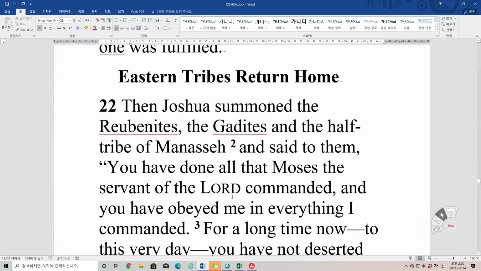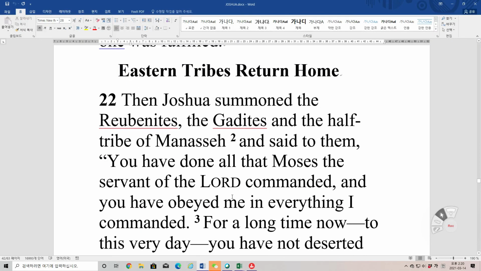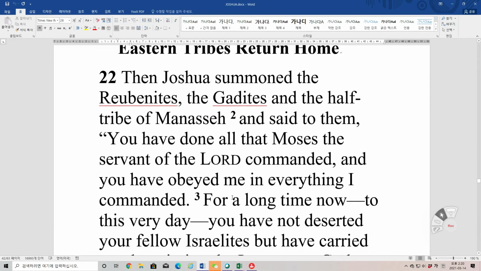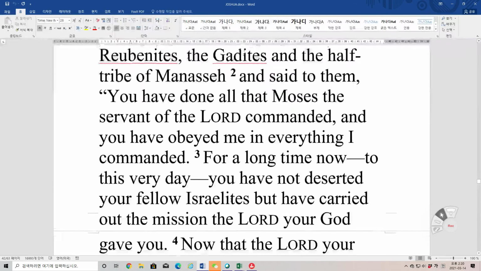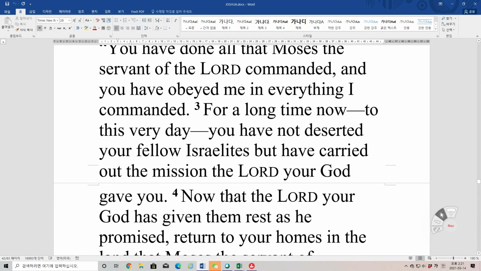Chapter 22. Eastern tribes return home. Then Joshua summoned the Reubenites, the Gadites, and the half-tribe of Manasseh, and said to them, "You have done all that Moses, the servant of the Lord, commanded, and you have obeyed me in everything I commanded. For a long time now, to this very day, you have not deserted your fellow Israelites, but have carried out the mission the Lord your God gave you.